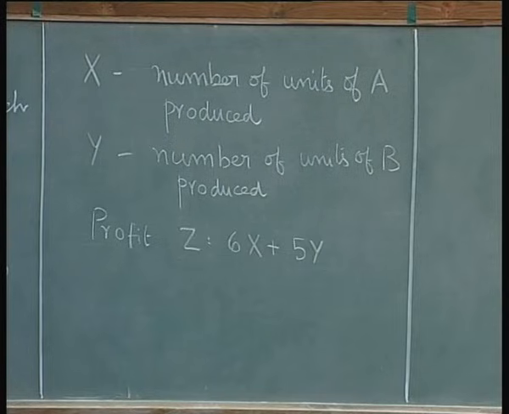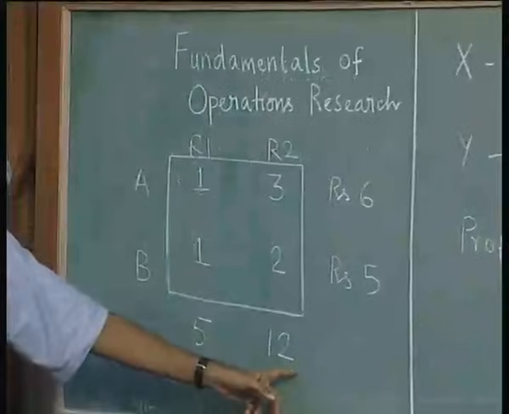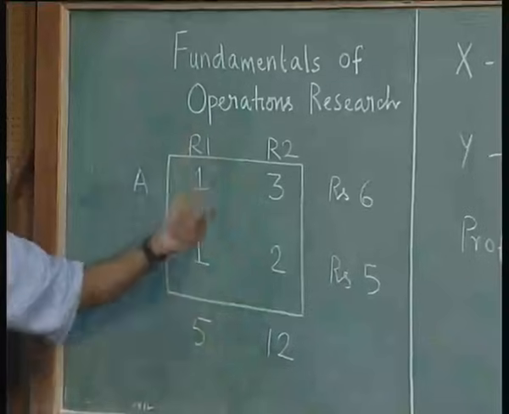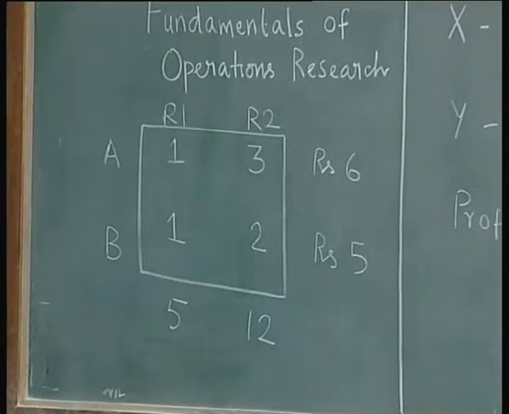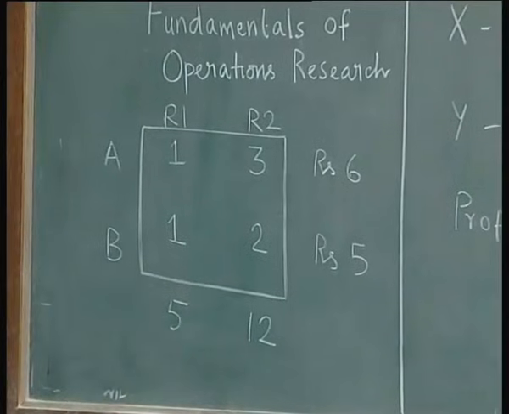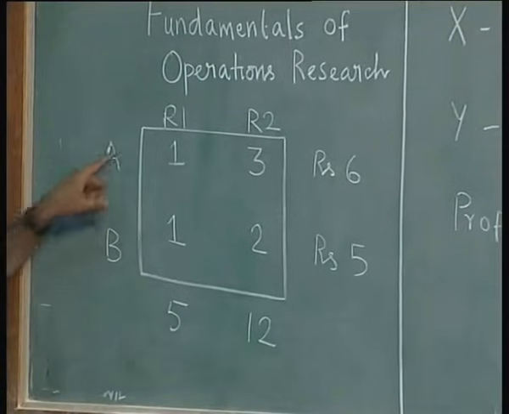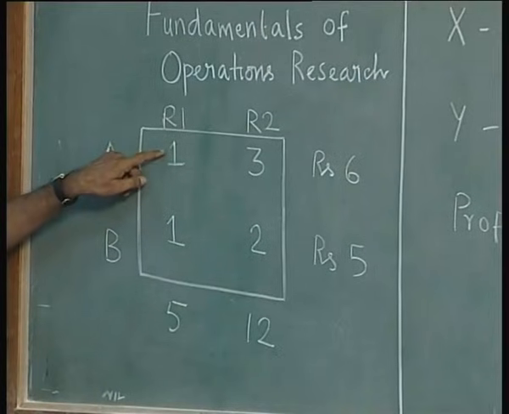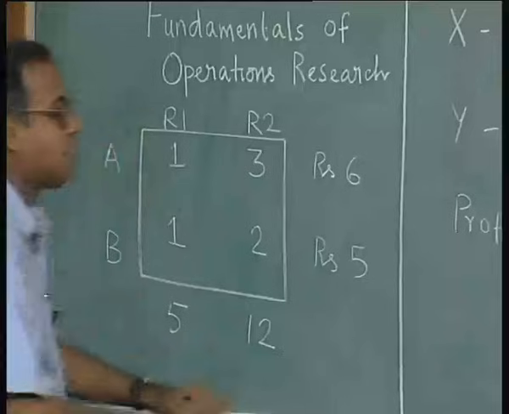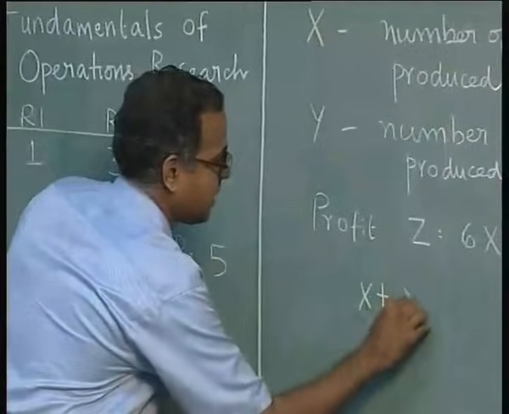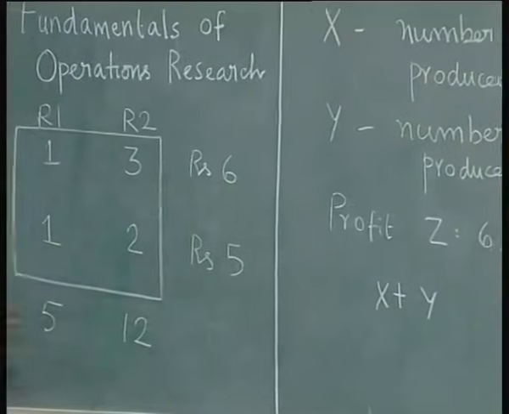Now, the manufacturer would ideally like to produce as much of A and as much of B as possible, but the availability of these resources will restrict the amount of A and B, that is X and Y, that the manufacturer can produce. So, we look at the resource requirement to produce X of A and Y of B. Since each unit of A requires 1 of R1 and each unit of B requires 1 of R1, the total amount of resource R1 required is X plus Y, and what is available is 5.